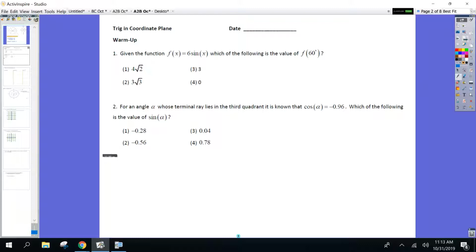Okay, here we go. A little warm up here. I got 6 sine x. What's the value of f of 60? Your function notation from last year. Where am I going to plug that 60 in for? In for x. So I am asking you guys to find what? 6 times the sine of 60.